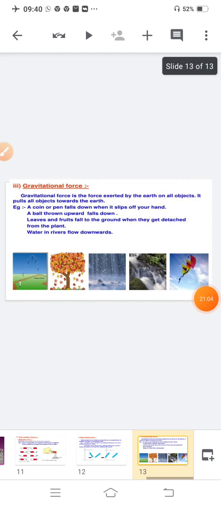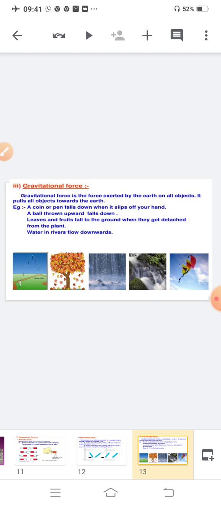The last one is gravitational force. A gravitational force is the force exerted by the earth on all objects. It pulls all objects towards the earth. Example, a coin or a pen falls down when it slips off your hand.